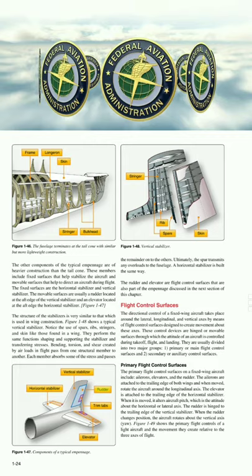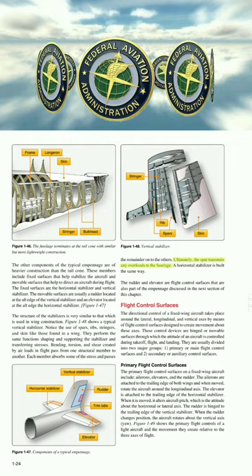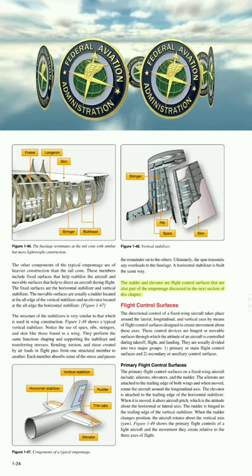the remainder onto the others. Ultimately, the spar transmits any overloads to the fuselage. A horizontal stabilizer is built the same way. The rudder and elevator are flight control surfaces that are also part of the empennage discussed in the next section of this chapter. Flight control surfaces.